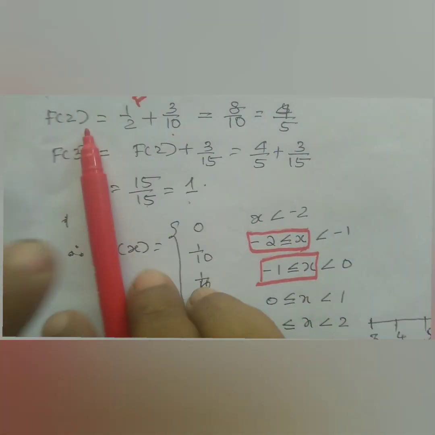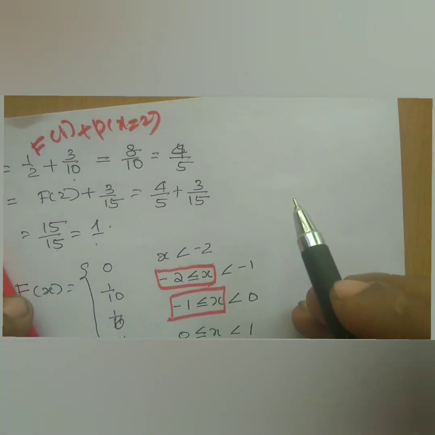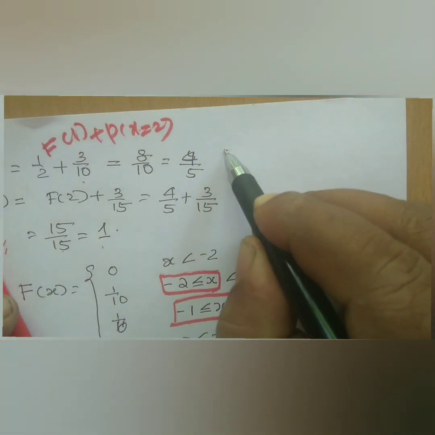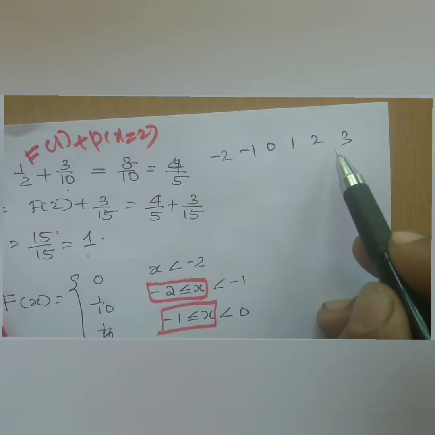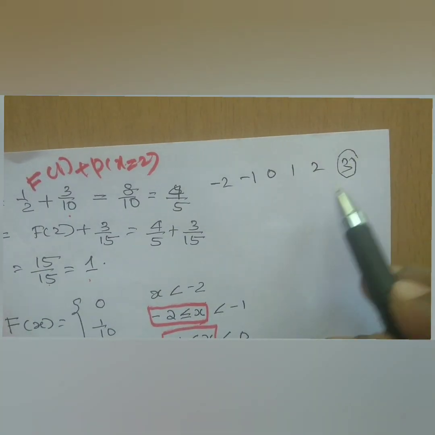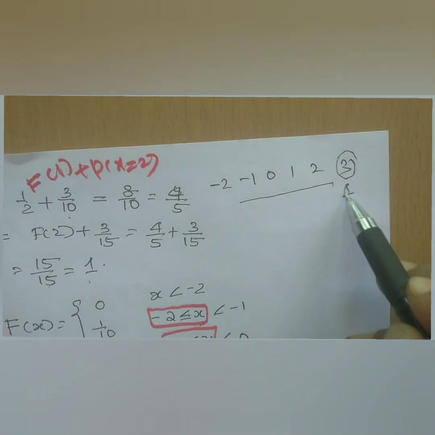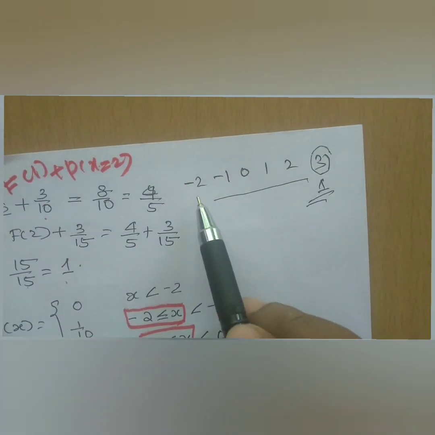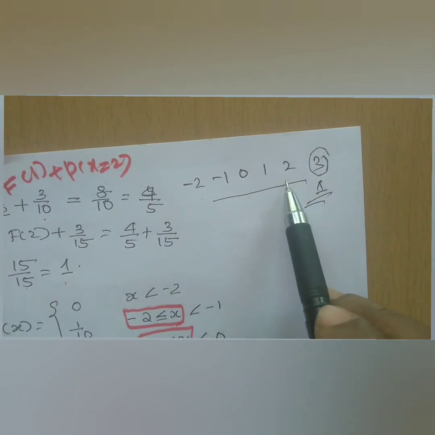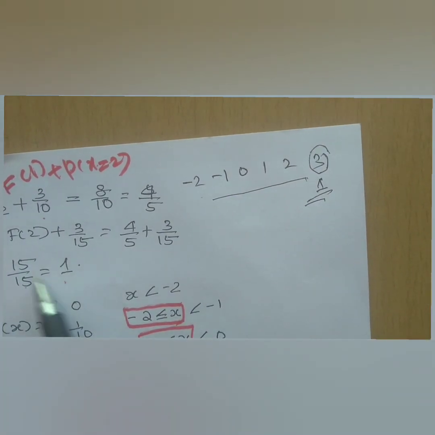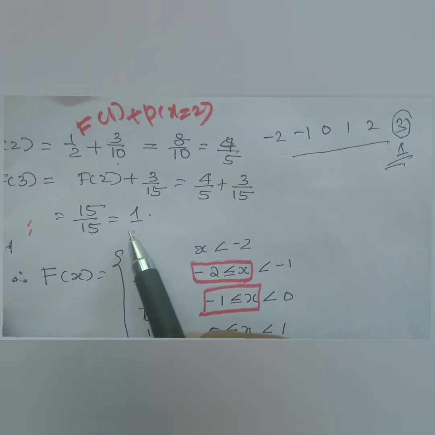So our x takes the value. What is our x value? X takes the value minus 2, minus 1, 0, 1, 2, 3. So when you reach this 3, your probability value should be 1, because we add all the terms. So total probability is equal to 1. That means f of 3 is equal to 1. Otherwise your answer must be wrong.